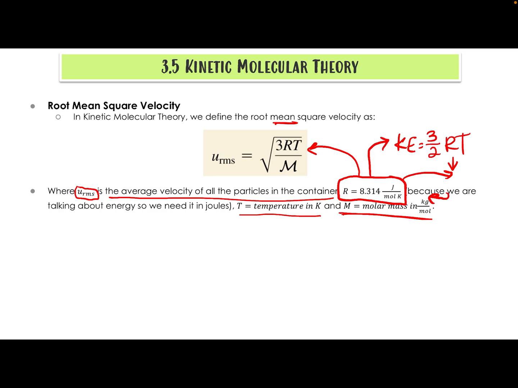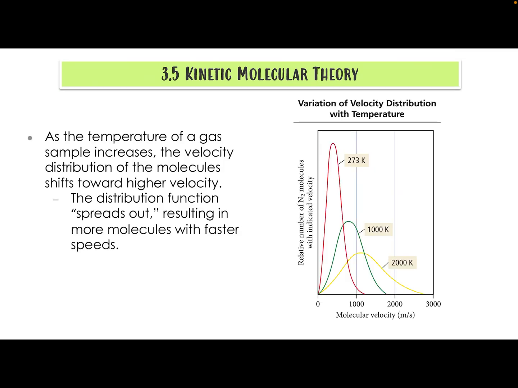There is one question on your homework that has to do with root mean square velocity. I did not see any questions where you have to calculate root mean square velocity on the AP exam, but I gave you one on your homework just in case you needed to know how to calculate that. It's pretty straightforward. You plug in that R, you plug in the temperature in Kelvin, you plug in the molar mass, and that will give you the average velocity of all the particles in the container.